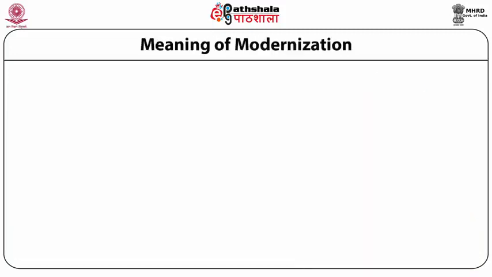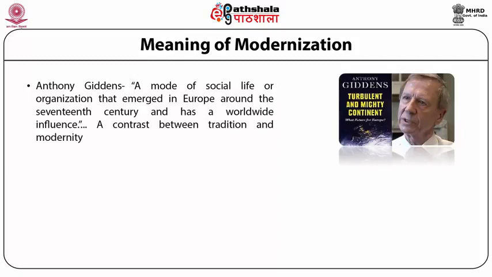Students, let me first talk about the meaning of modernization. And in order to understand the meaning of modernization, I would refer to some of the very important definitions of modernization given by some of the prominent scholars of comparative politics and political sociology. The first definition, which is very important to understand modernization, is given by Anthony Giddens. According to Anthony Giddens, modernization is a specific mode of social life or organization that emerged in Europe around the 17th century and has a worldwide influence.